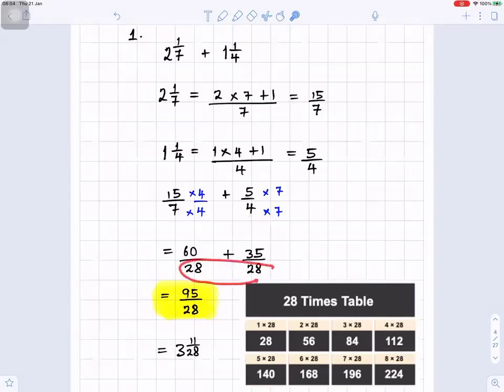Now the denominator is the same. We add the numerators, 60 plus 35. It gives you 95. So your answer is 95/28. You can write it as 3 and 11/28.